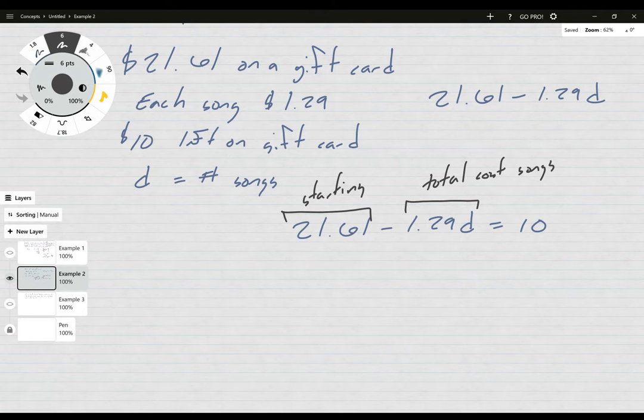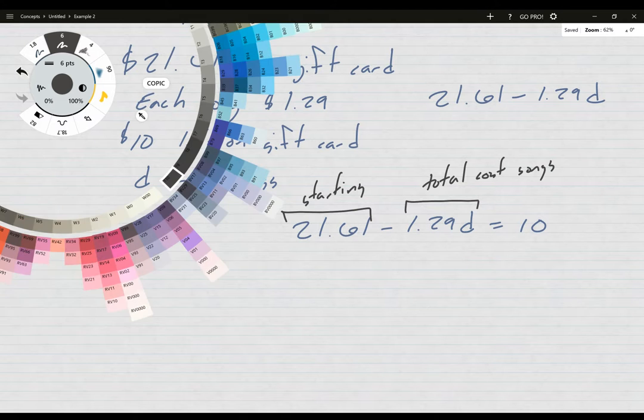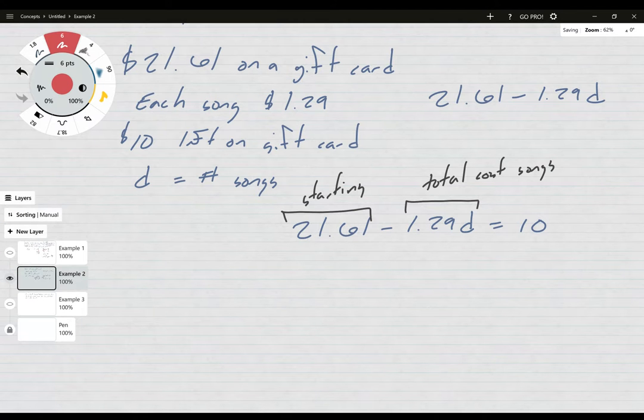So the first thing I need to do is I need to get rid of the $21.61 because that is an additional amount to our expression. So I'm going to subtract $21.61. And when I do that, since these are opposites, that equals 0. But I need to make sure I do that on both sides.